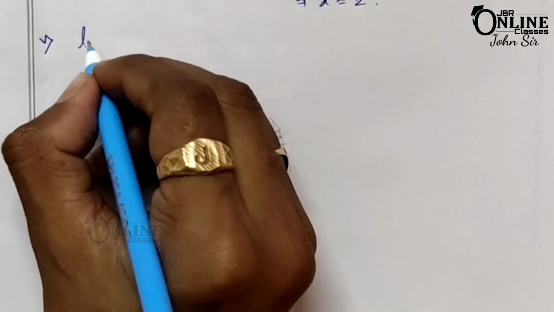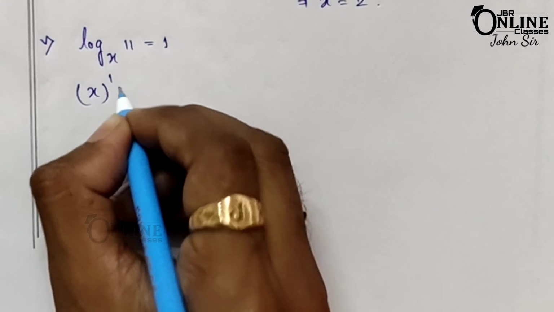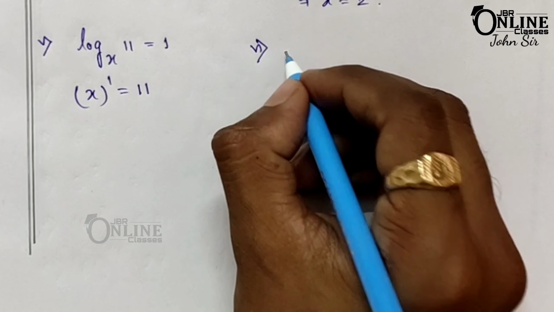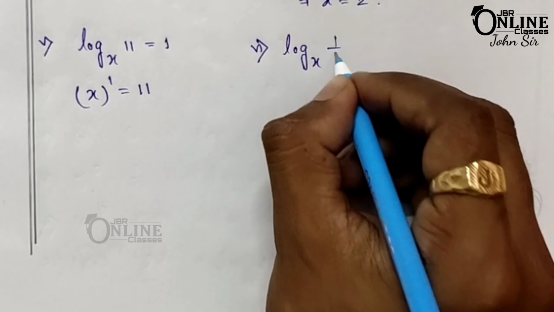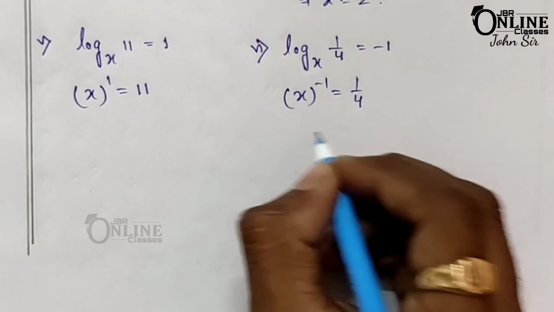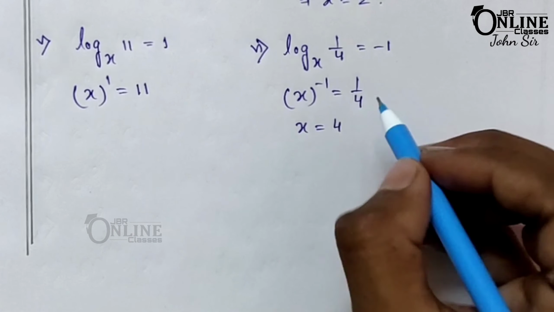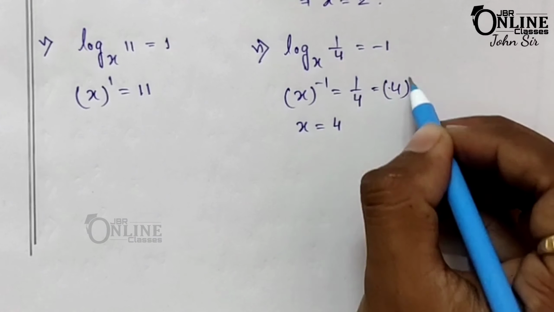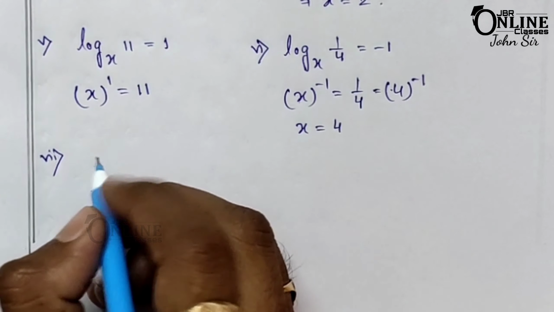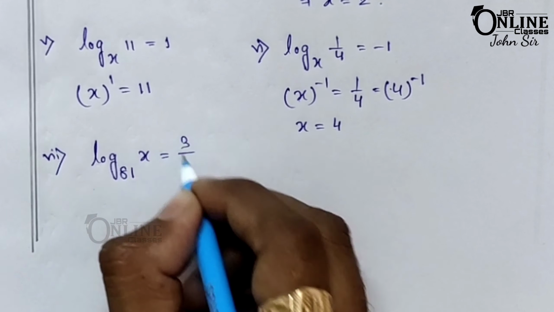Now 5, log x 11 that equal to 1. So x to the power 1 equal to 11, that means x equal to 11. 6, log x 1 by 4 that equal to minus 1. So x to the power minus 1 equal to 1 by 4, that means x equal to 4, as 1 by 4 means 4 to the power minus 1, so that means x equal to 4.